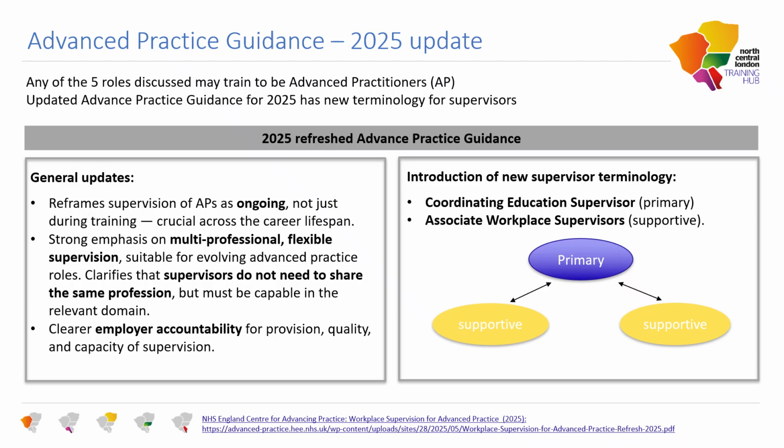There are also 2 new terms to help describe supervisors. One is the title of Coordinating Education Supervisor, who is a primary supervisor. The other is an Associate Workplace Supervisor, who is a more supportive role. There may only be one Coordinating Education Supervisor, but there may be many Associate Workplace Supervisors. I will explain this more in the next slide.